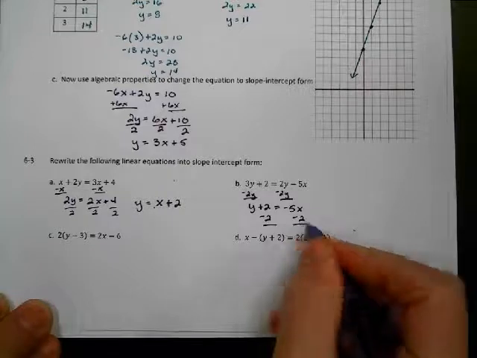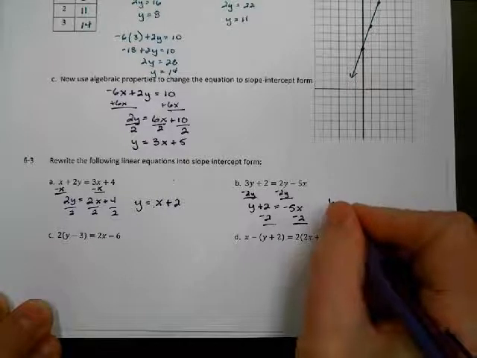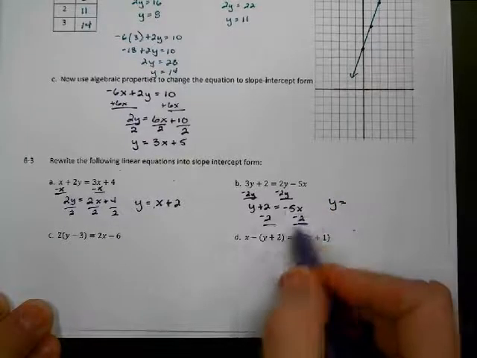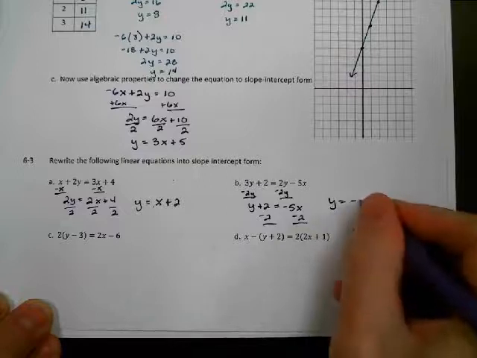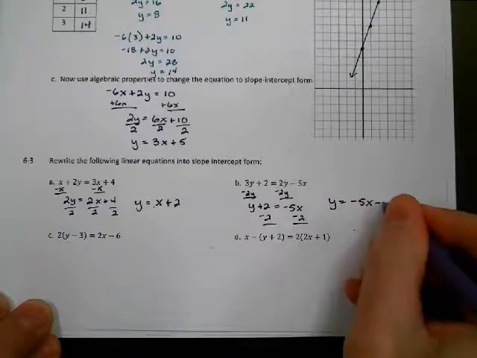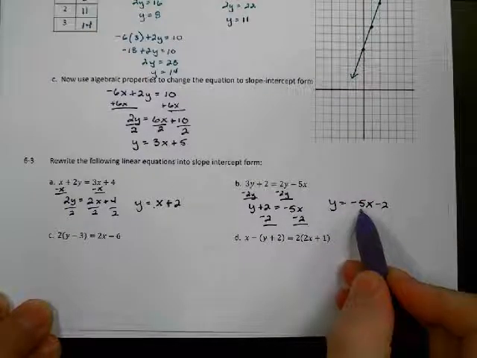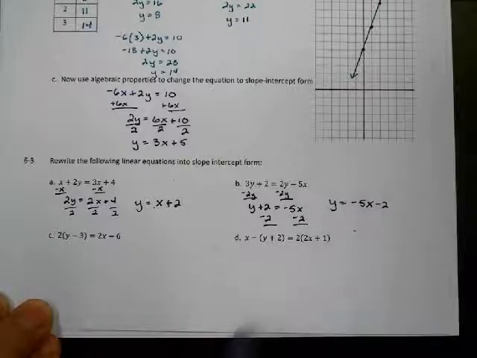So on that side, I'm left with y. On the other side, these are not like terms, so I just write it as negative 5x minus 2. So my slope is negative 5. My y-intercept is at negative 2. All right, next one.